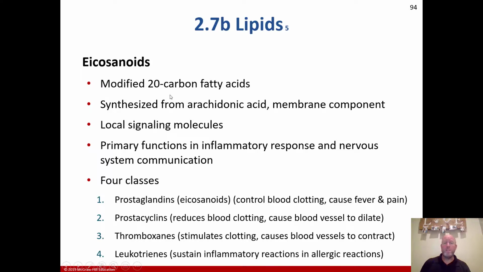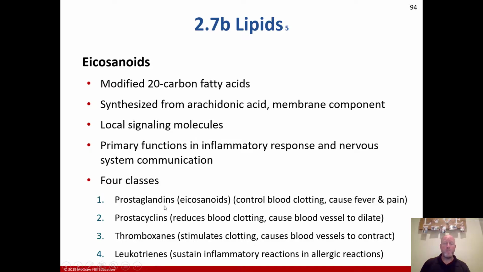Eicosanoids are modified 20-carbon fatty acids. They're synthesized from arachidonic acid, and they're a membrane component. They are local signaling molecules. Steroids in general are signaling molecules. The primary functions are in inflammatory response, pretty common for a steroid or sterol of any kind, sterol being a derivative of steroid, and nervous system communication. 4 classes of eicosanoids include prostaglandins. They control blood clotting and they cause fever and pain.